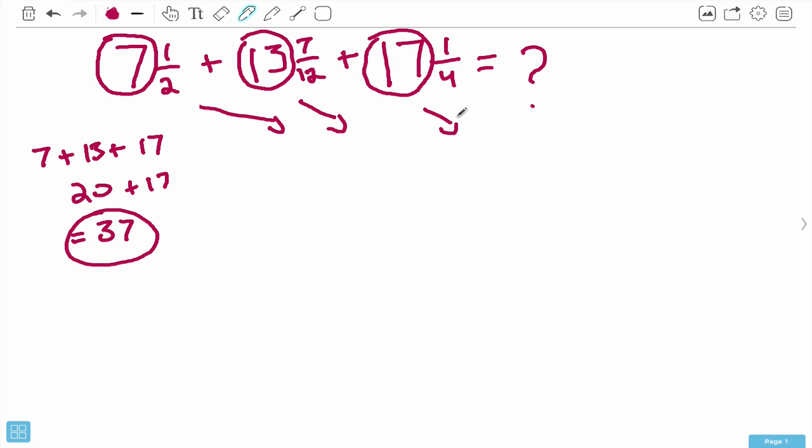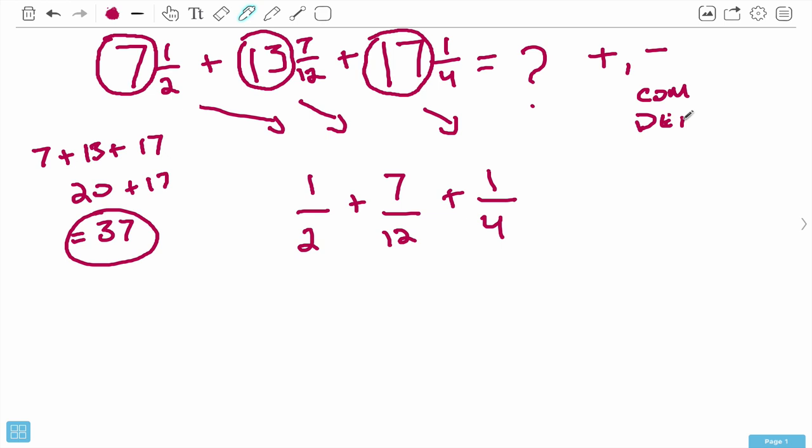So we have 1/2 plus 7/12 plus 1/4. Now, remember our rule, adding and subtracting, common denominator. Always. So 2 can go into 12 just like 4 can go into 12. So the least common denominator, or lowest common denominator, you'll hear, is whatever the lowest number that all of the denominators can evenly go into.